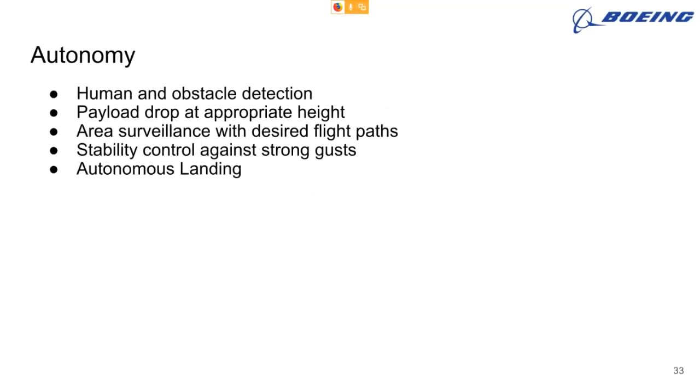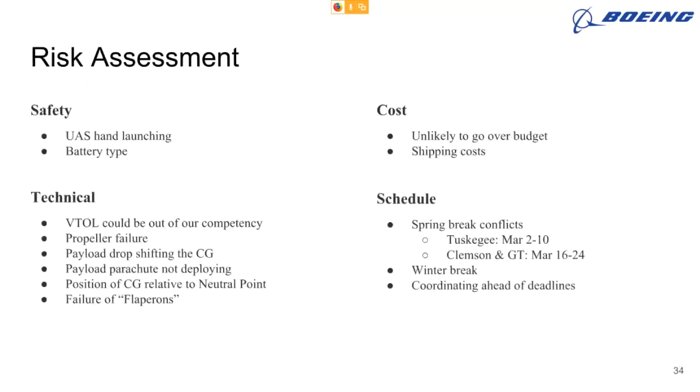The autonomous parts of our aircraft have human and obstacle detection, payload dropping, being able to drop a payload at an appropriate height, as well as being able to survey areas with the desired flight path, and stability control built into our control system to control against strong gusts, and be able to land the system autonomously, as well as being able to transfer from autonomous flight to manual control flight by an operator. I'm going to send it back over to Prince for the risk assessment.